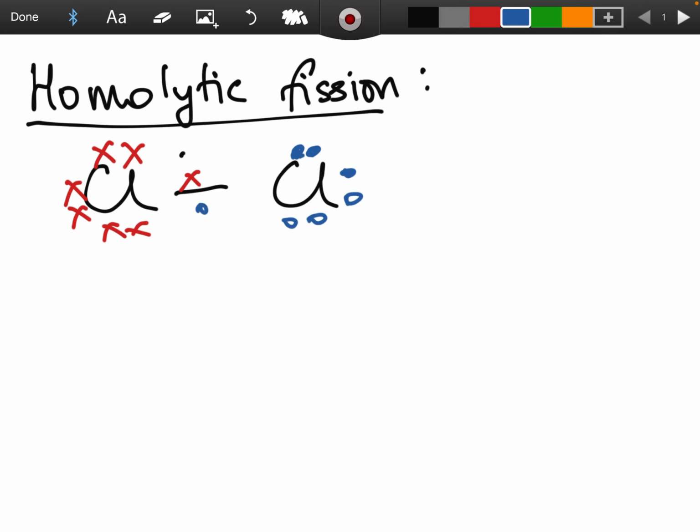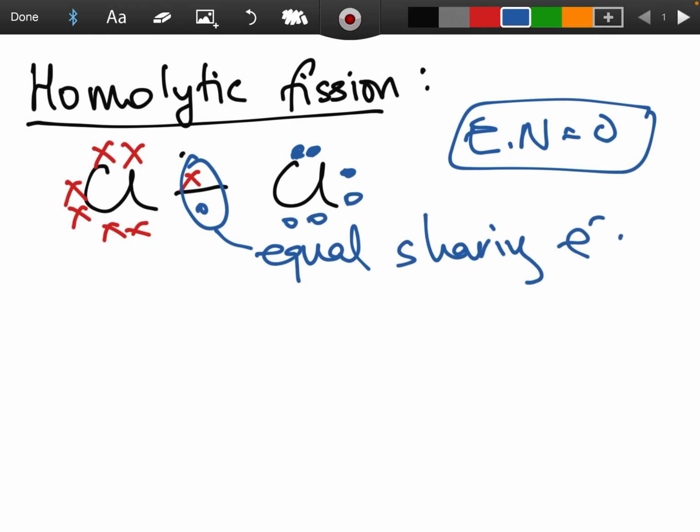Now, because chlorine is the same atom, there's no difference in electronegativity. So there's going to be equal sharing of the electrons. Now when you go to break that bond, there's two ways of breaking the bond. Fission implies breaking. Homeo implies the same. So you can break the bond where both atoms receive the same number of electrons.